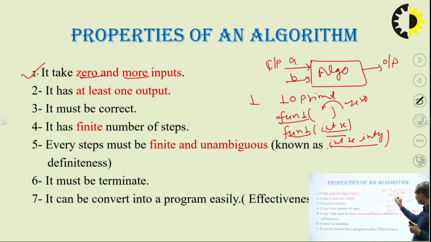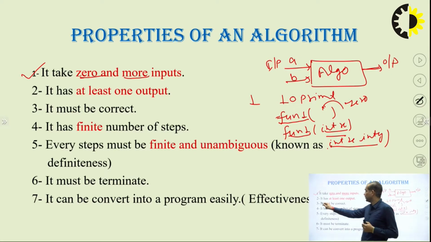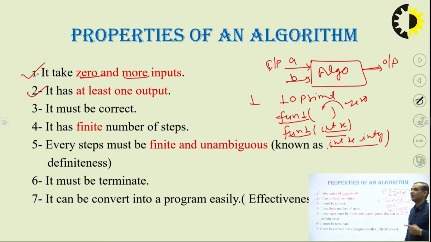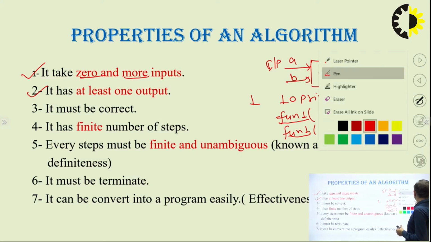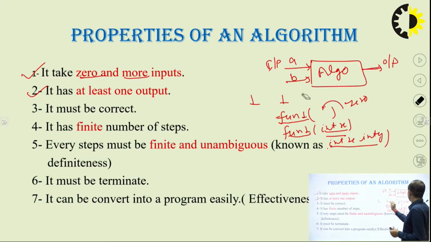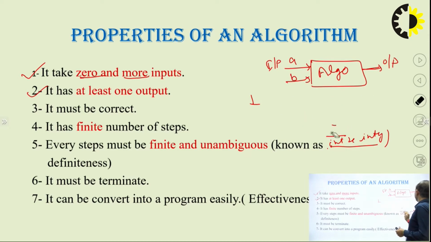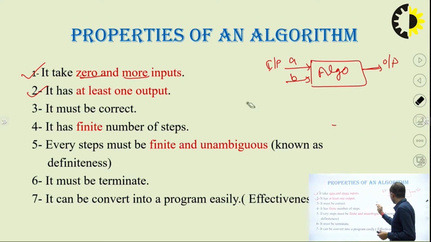Second, when we give the input, it will produce at least one output. So the second point is that it has at least one output. Clear? These are the two basic points: giving the input, and getting the output. When we write an algorithm, we require a number of inputs and a number of outputs: our input is 0 or more, and it produces at least one output.